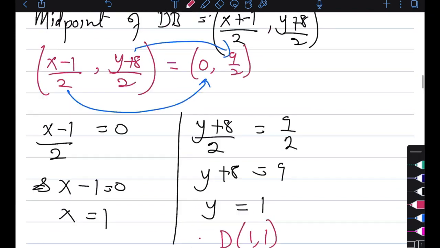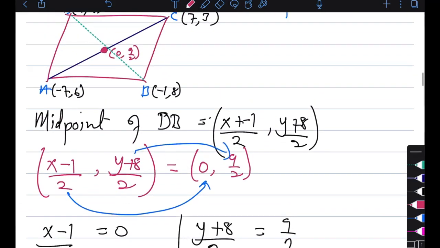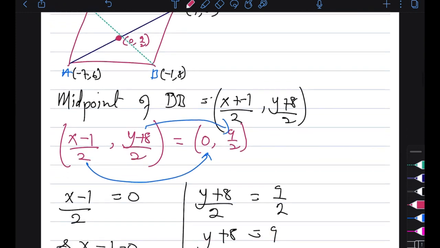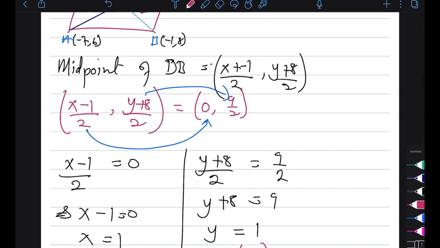So that's it. This is how to approach a question like this. Like I said earlier, it's good to draw. When you draw, you can use the notion of midpoint to find the missing value, that's the missing coordinates of D, and then you are good to go.